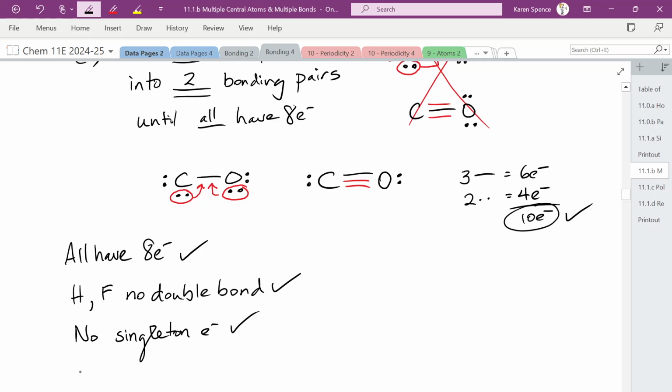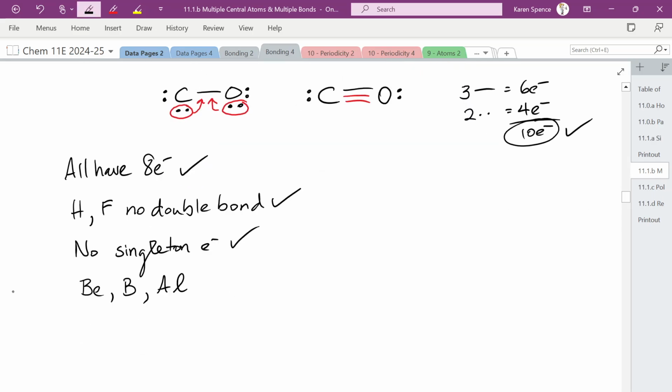Oh, you should also check for B and Al, in case you missed it the first time, right? If you went through and you're like, oops, I gave aluminum 8 electrons, okay? And we don't have any of those, so obviously that's correct. Okay? And that's it for that.